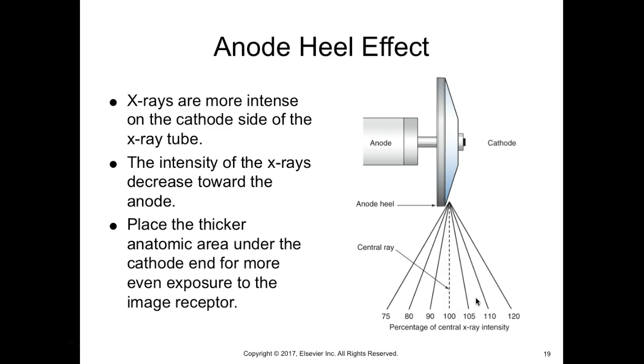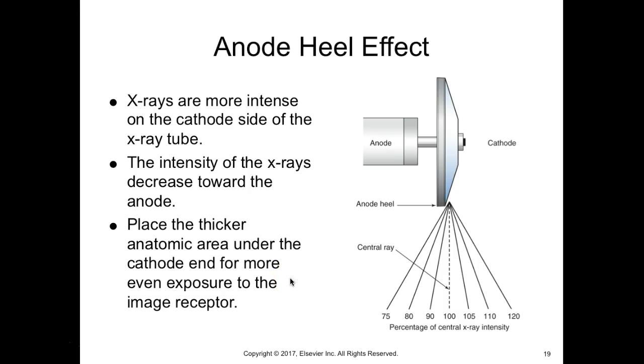All right, the anode heel effect. I think we've talked about this before. So you have your anode, you have your cathode, your electrons are hitting your focal track and they're coming off. Now, they come off at an angle and they're coming off with a varying degree of intensity. So X-rays are more intense on the cathode side of the X-ray tube. So this is the cathode side over here. So you can see I have 120 for the intensity compared to 75 over here. So the intensity of the X-rays decreases towards the anode.